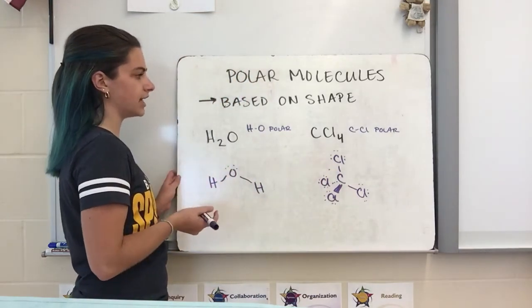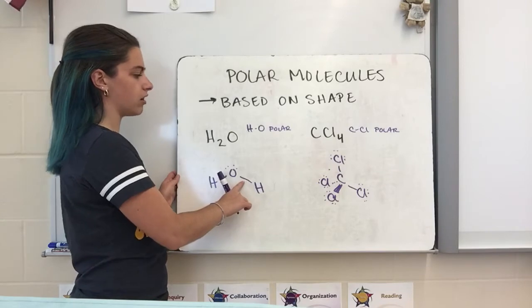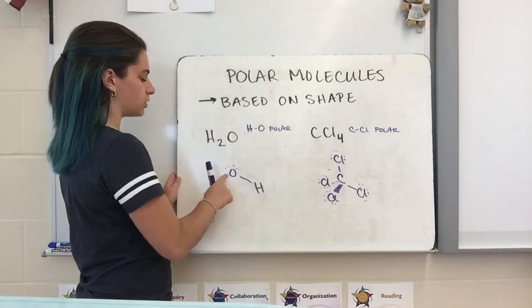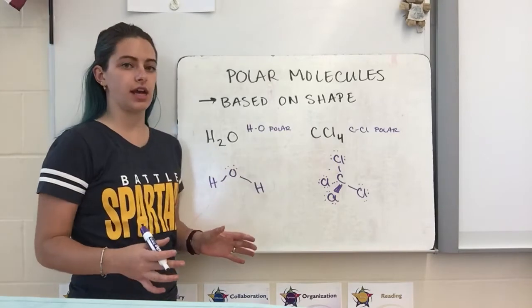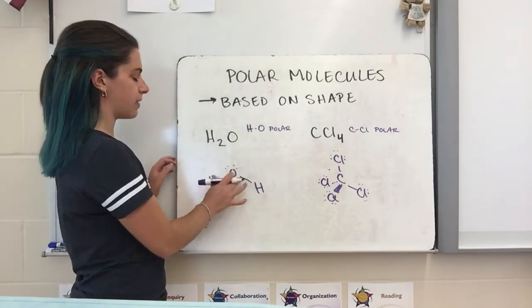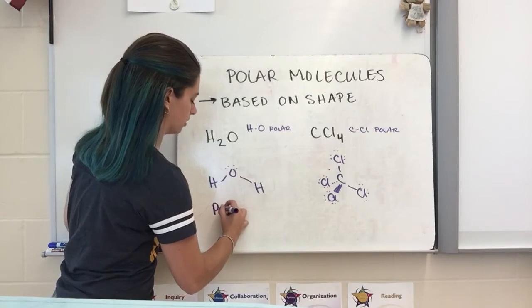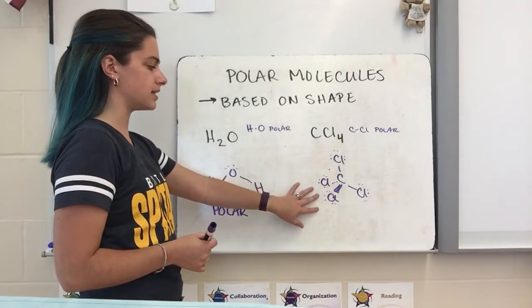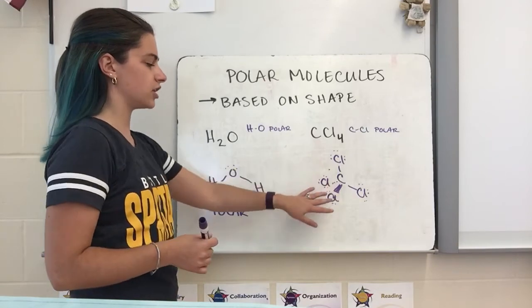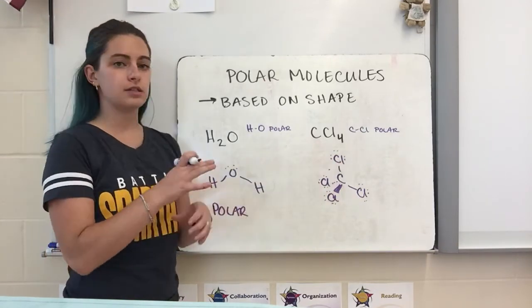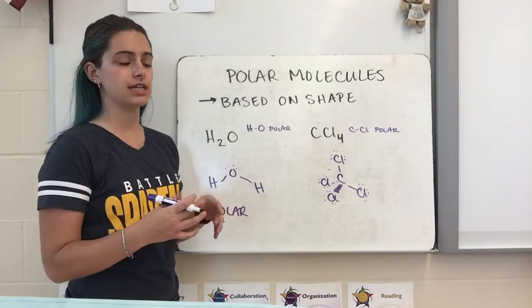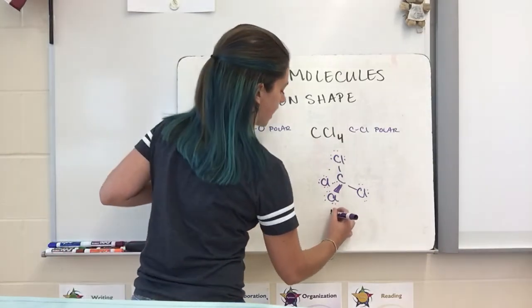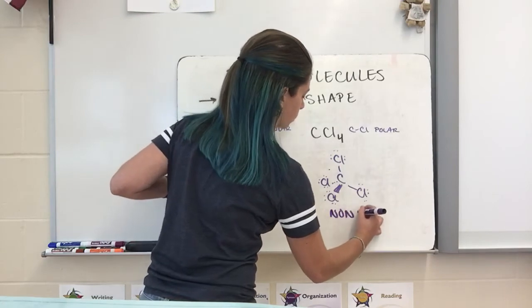Okay, so if we're looking at these drawings, even though all of these bonds are polar bonds, in my water, those bonds are going to be pulling unevenly on that oxygen in the middle, which makes this also a polar molecule. Now, my carbon tetrachloride, even though each individual bond is polar, it's pulling in all equal directions. So there isn't an unequal pull on that carbon in the middle. So this is a nonpolar molecule.